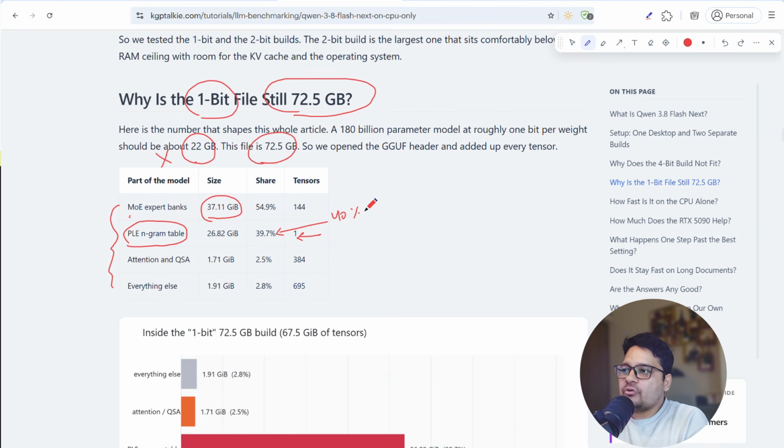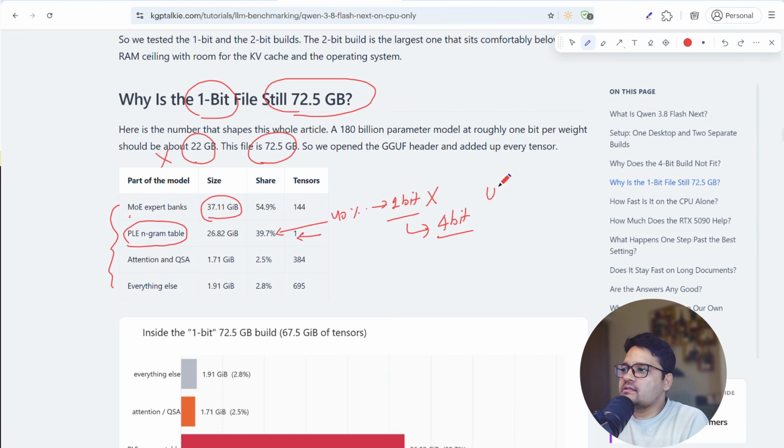Now the question comes up: if it is 1 bit, then how is it consuming this much memory? Actually it is not 1 bit, it is 4 bit. Why is it 4 bit? Because this is the embedding layer, the embedding lookup table. The performance of the embedding lookup table actually decreases drastically if you reduce it to 1 bit.